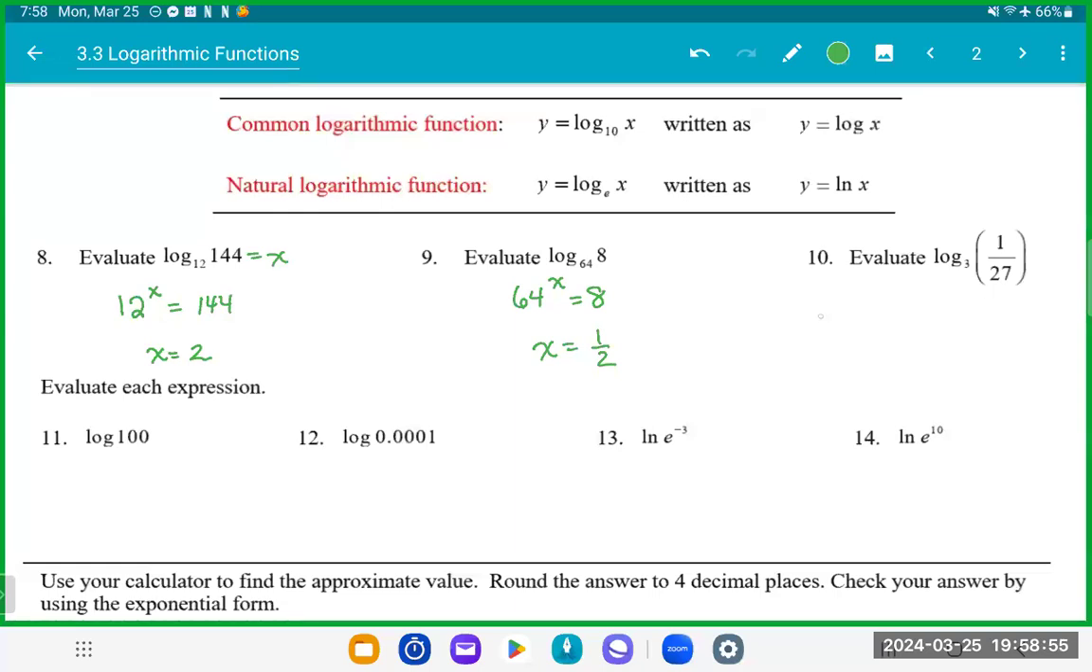So this one is going to give us 3 to the x equals 1/27. In this case, x is equal to -3, because 3 times 3 times 3 is 27. But in order for it to be that fraction, 1/27, we have to have our x as -3. Okay, questions on that?